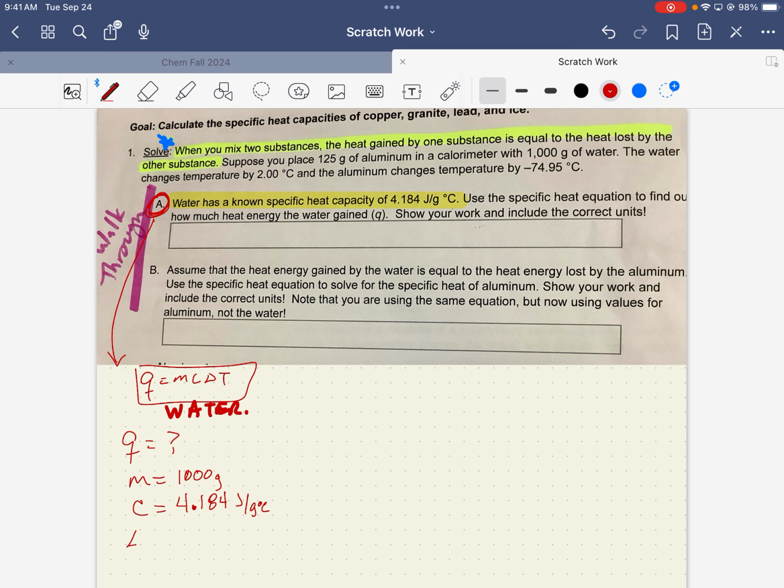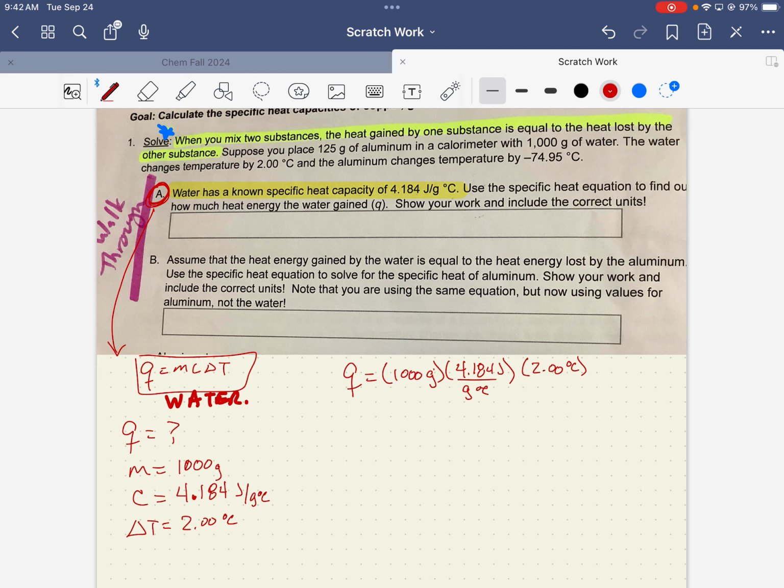And then we're going to have the change in temperature, again for water. The change in temperature for water was 2 degrees Celsius, so I'm going to write 2 degrees Celsius. So in the formula, Q is what I'm looking for. M is the mass, 1,000 grams. C is the specific heat, 4.184 joules per gram per degree Celsius. And the change in temperature for water was 2 degrees Celsius. Essentially, you're going to multiply all those numbers together. Notice that grams cancels off, degrees Celsius cancels off, and you're going to be left with joules.